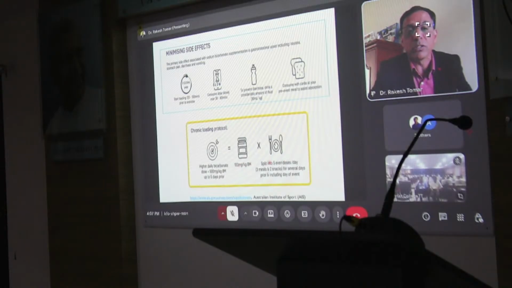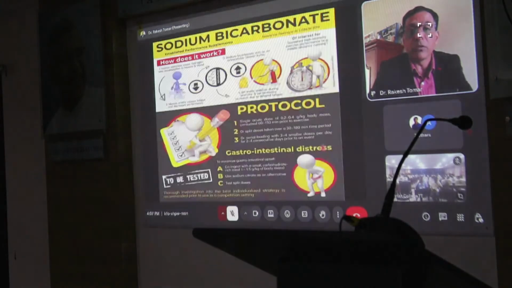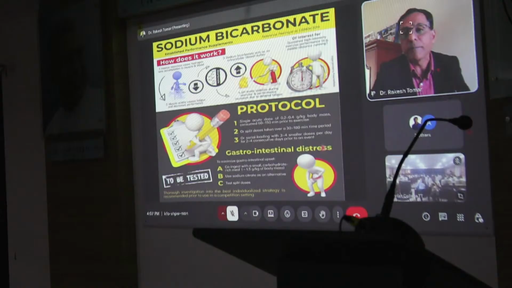So this is a chronicle loading protocol. I'm sure you have taken pictures of this if you are not aware about it. And this is again good for you to understand what we discuss, everything in one slide. You will get the dose here, you will get the protocol here. Also, you will get information about when and how to take.